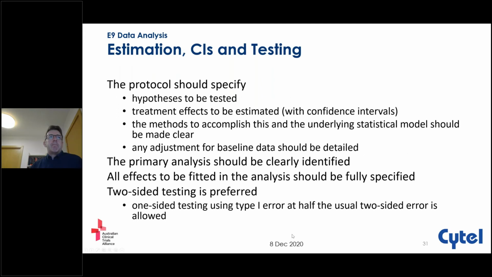Okay, the other one that was interesting here was around two-sided testing being preferred, but if you're going to use one-sided testing, you can just use half the significance level. That was quite an interesting one for people.